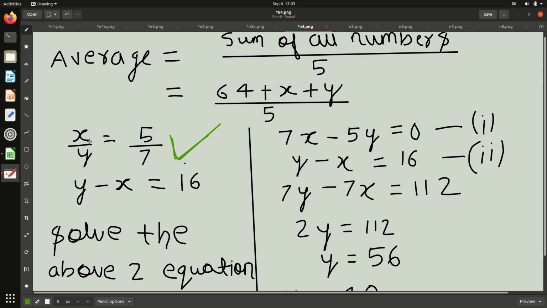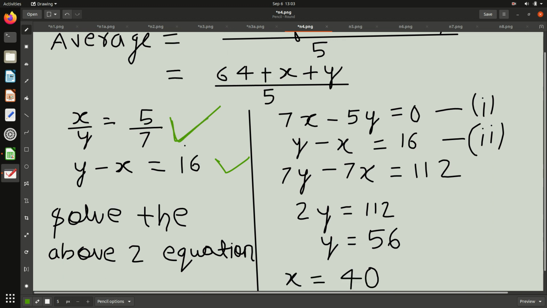So we have two variables, x and y, and two equations. Just solve it, we will get the values of x and y, put them here and get the answer. See how simple it was. I know all of you can solve these equations. The same equations I have written here. Just cross multiply: 7x minus 5y equals 0. Equation 2 is y minus x equals 16.